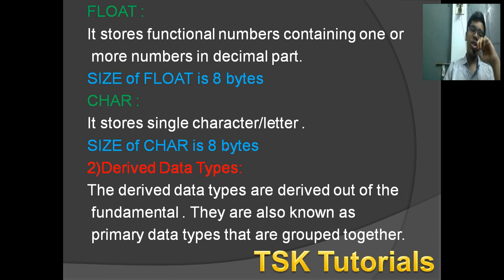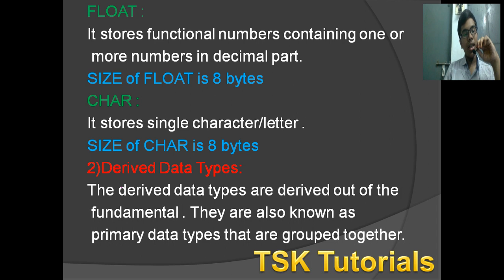The second classification is derived data types. I am not giving the examples of these as there are examples in part 1. For the examples of the derived data types I will be giving in the upcoming slides. Now we can have a look at them.